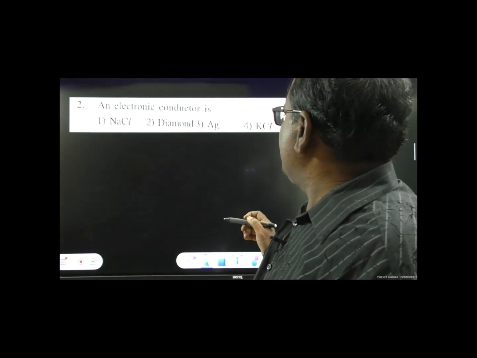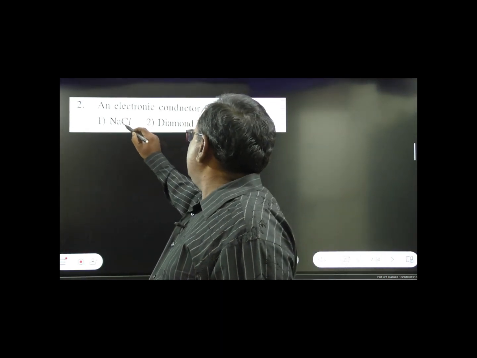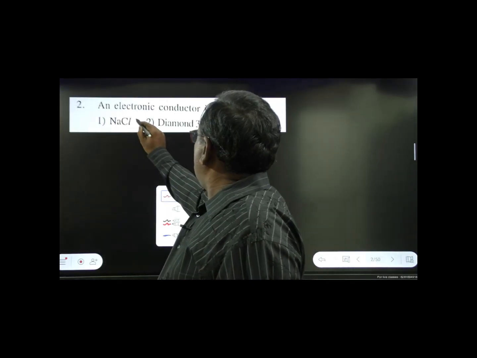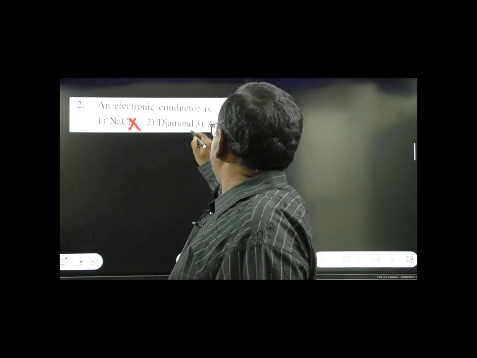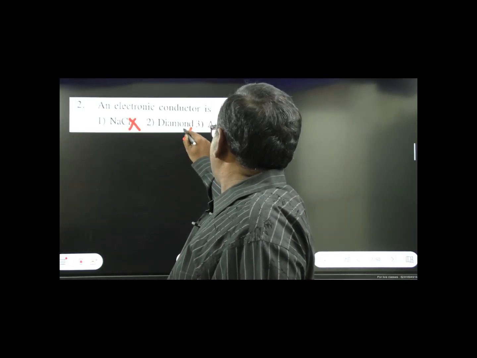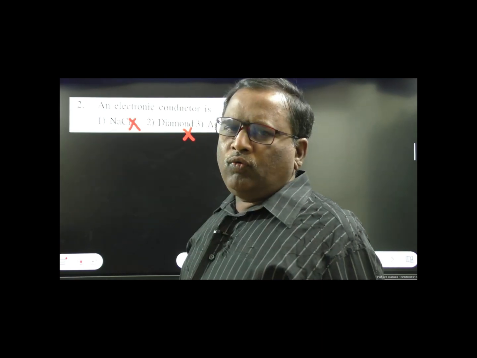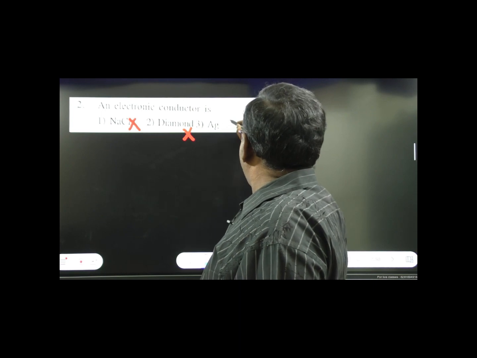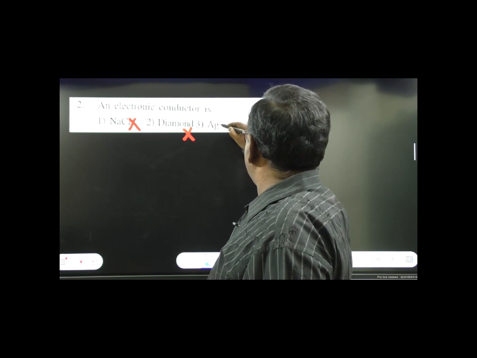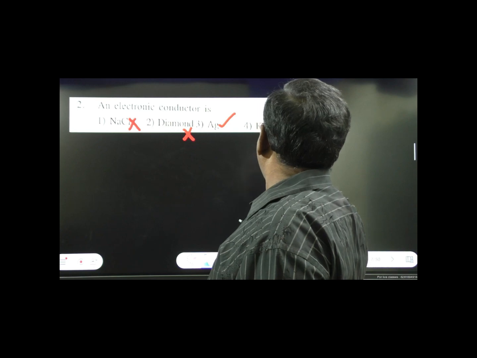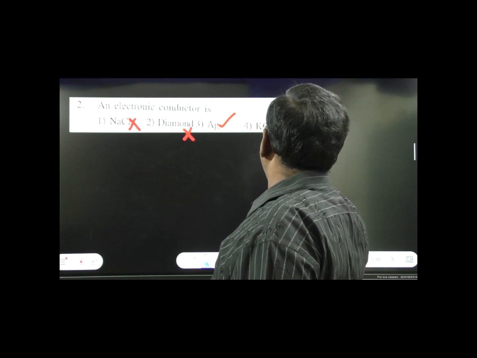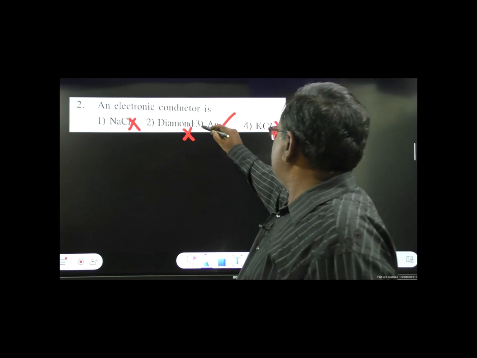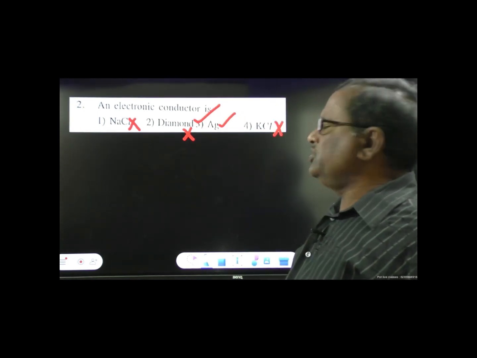Now let us see the options. NaCl is an ionic compound, so it cannot conduct electricity, so this is wrong. Diamond is also a non-conductor because 4 valency electrons are involved in bonding. Silver is a metal, it has free electrons, so it can conduct electricity. KCl is an ionic compound, it is not in fused state or in aqueous solution, so it cannot conduct electricity. So the correct option is silver, that is the third option, Ag.